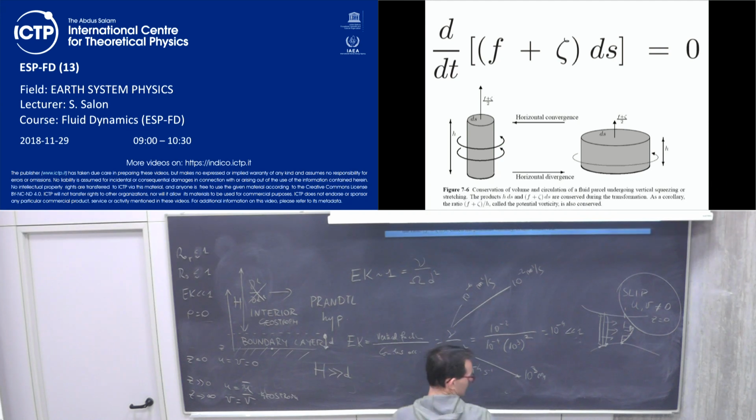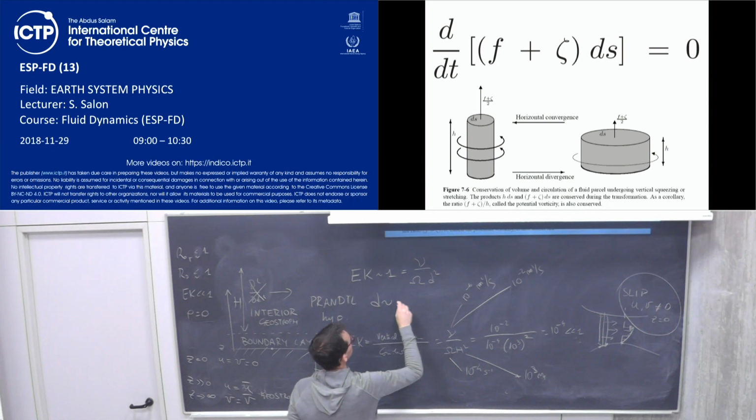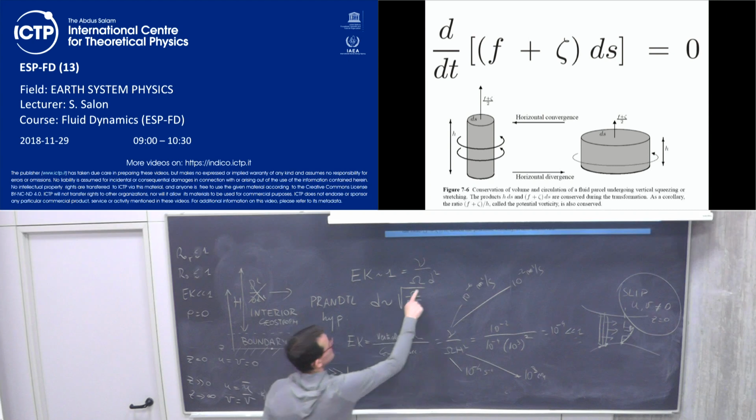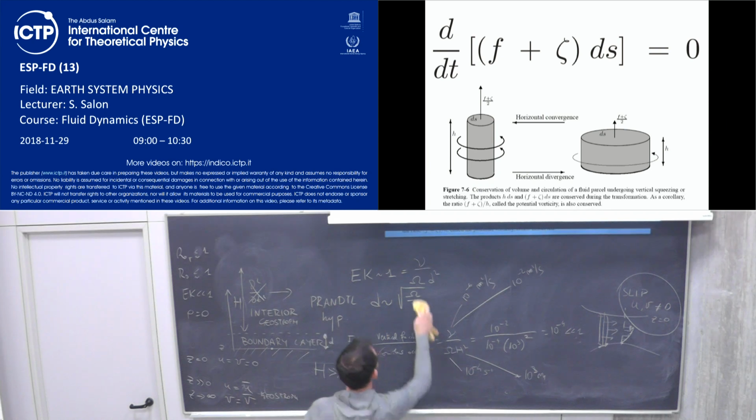So we can solve this for D, because we have everything. So D is actually the square root of omega divided by the viscosity. Okay? Sorry. It's the opposite.